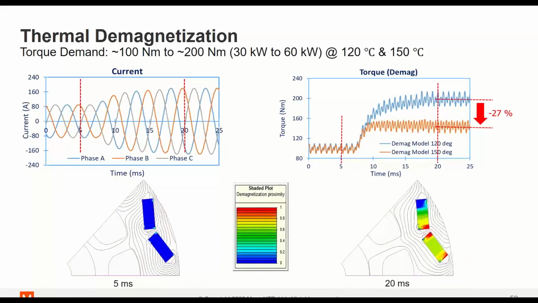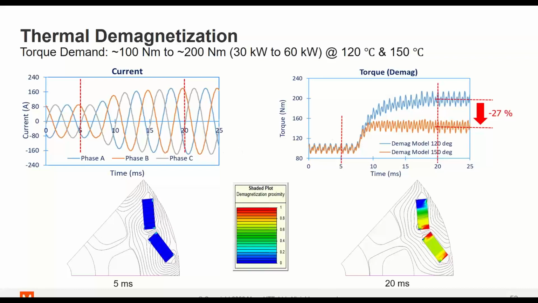So now we look at the magnet state before and after the demagnetization. For the case which was significantly affected by the demagnetization, at 5 milliseconds we see that the magnets are not significantly demagnetized, just around the corners and the edges, which is expected. But at 20 milliseconds, there is a severe demagnetization. You can see it all across the magnets. And this results in the 27% reduction in the torque, and therefore the motor must be replaced at that point.